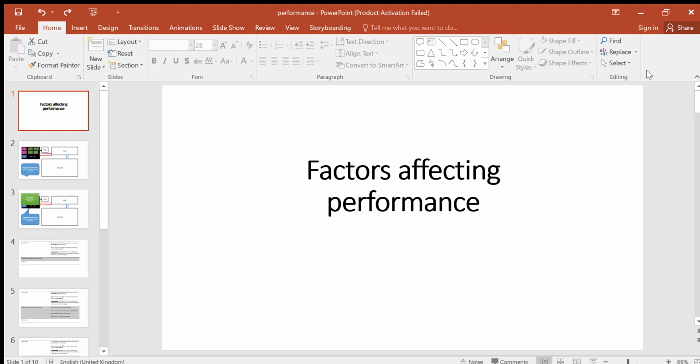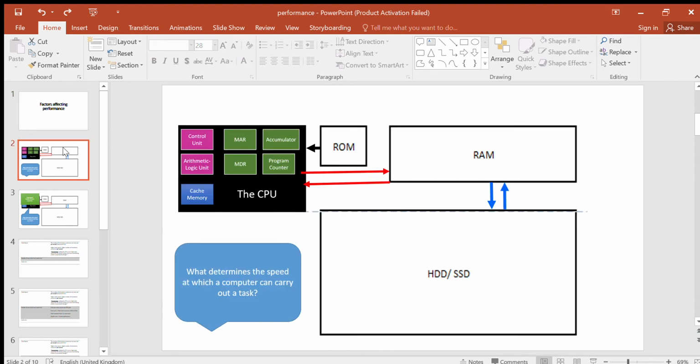Right, so welcome back. We've nearly finished the topic we're looking at, but we need to drill down and talk about some of the specific components that we've looked at in previous lessons and how they are affecting the performance of your computer, so how fast they're completing tasks. So if we start by looking at this diagram again, we've got our main components here.